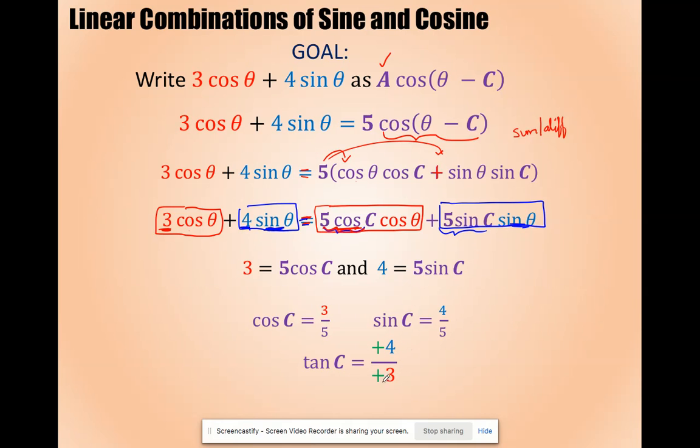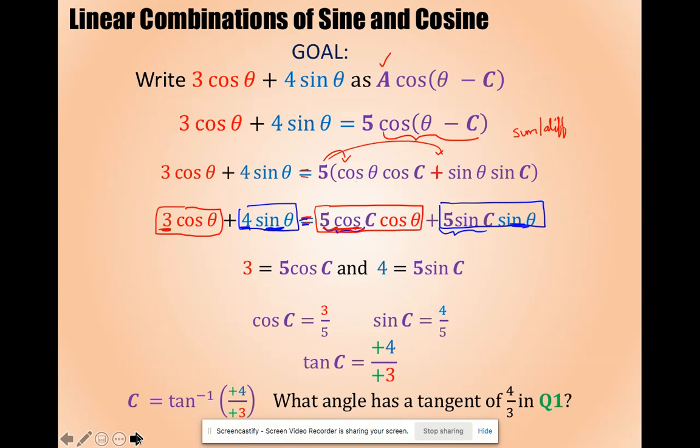is positive 4 over positive 3, right? Because the 4 and the 3 were both positive. So I say to myself, self, how do I get C by itself? I take the inverse tangent. What angle has a tangent of 4/3 in quadrant 1?